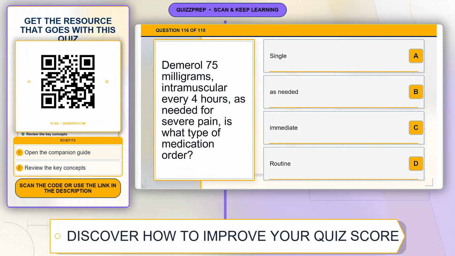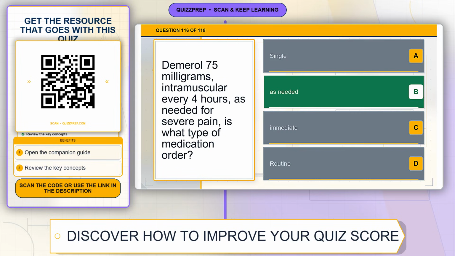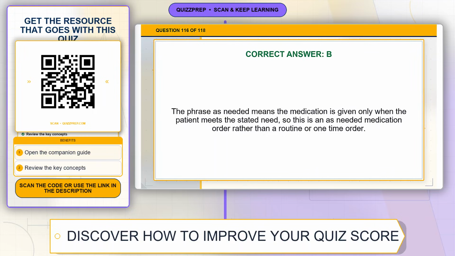Question 116. Demerol 75 mg, intramuscular every 4 hours, as needed for severe pain, is what type of medication order? Option A, single. Option B, as needed. Option C, immediate. Option D, routine. The correct answer is option B, as needed. Explanation: the phrase as needed means the medication is given only when the patient meets the stated need, so this is an as needed medication order rather than a routine or one-time order.